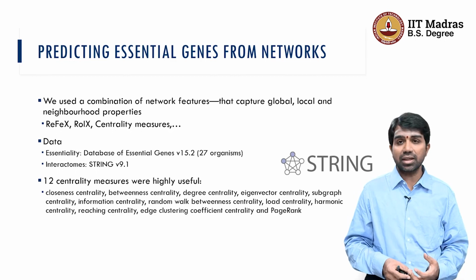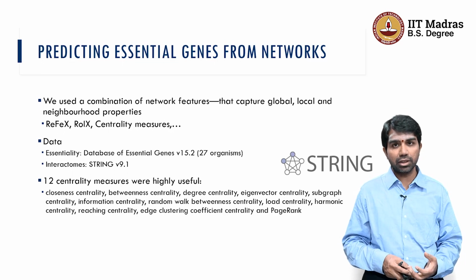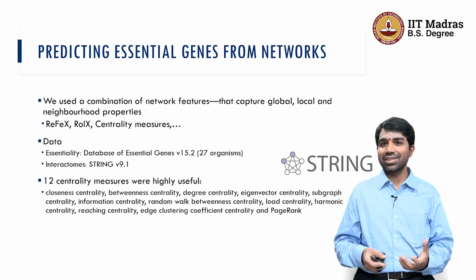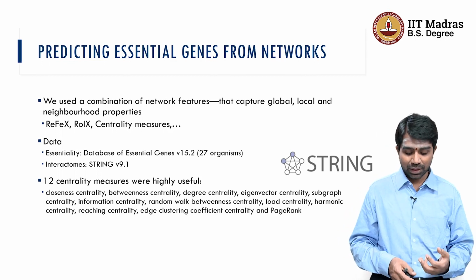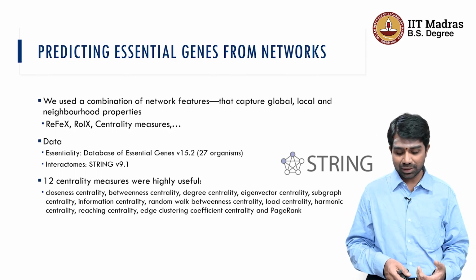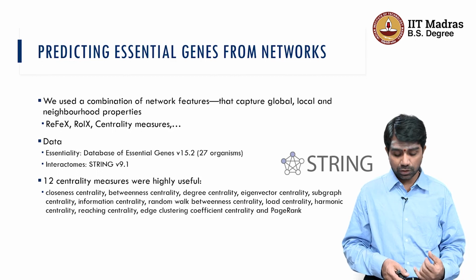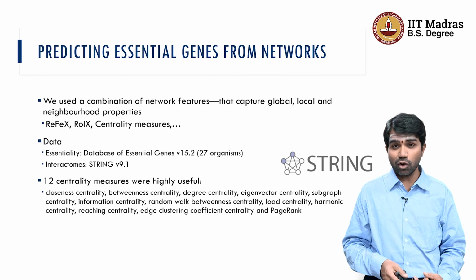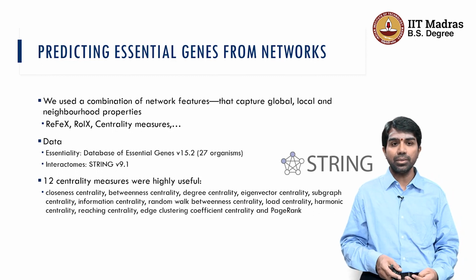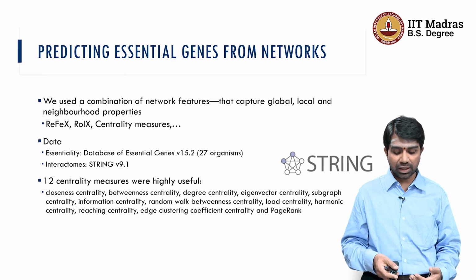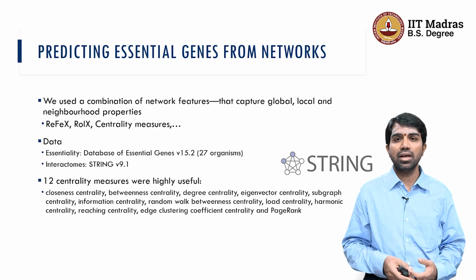And there are 12 centrality measures that we found highly useful. What were these? Many of these are familiar to you, and those that aren't, I invite you to go and read a little bit more about them. So: closeness centrality, betweenness centrality, degree centrality, eigenvector centrality, subgraph centrality, information centrality, random walk betweenness centrality, load centrality, harmonic centrality, reaching centrality, edge clustering coefficient centrality, and of course the famous PageRank.